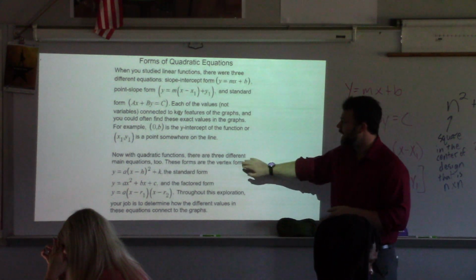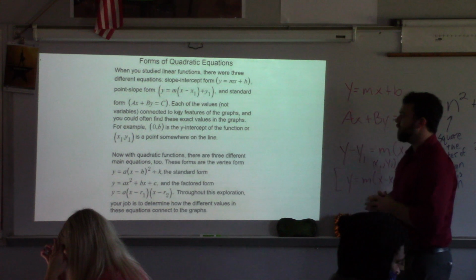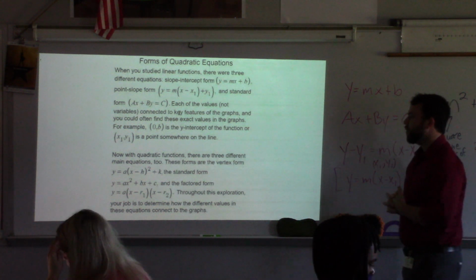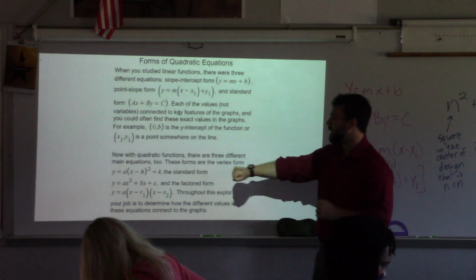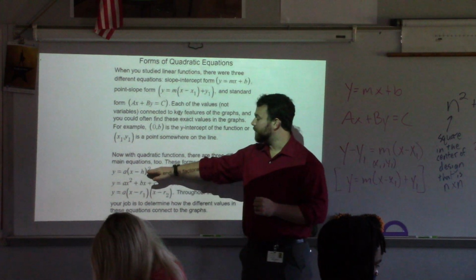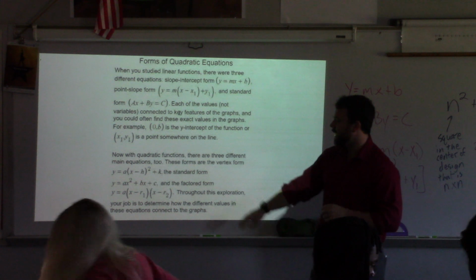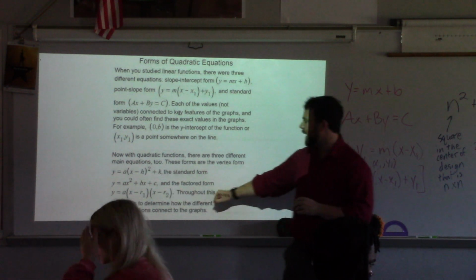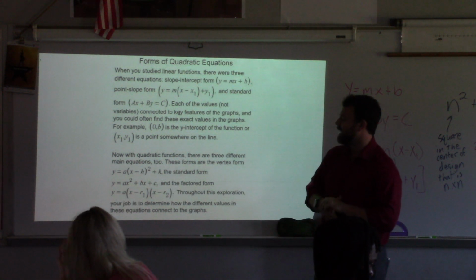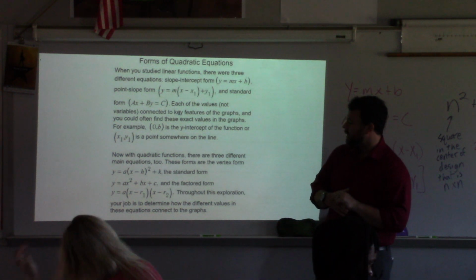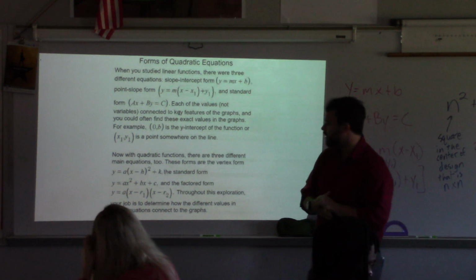But with quadratic functions, there are three different main equations too. These forms are the vertex form, y equals a times x minus h squared plus k. The standard form, y equals ax squared plus bx plus c. And the factored form, y equals a times x minus r1 times x minus r2.